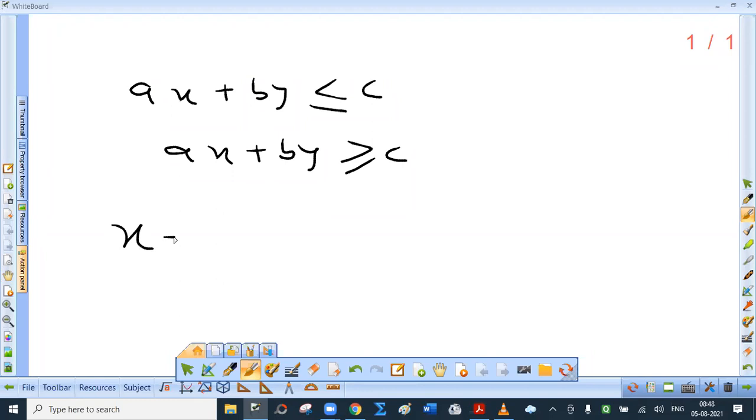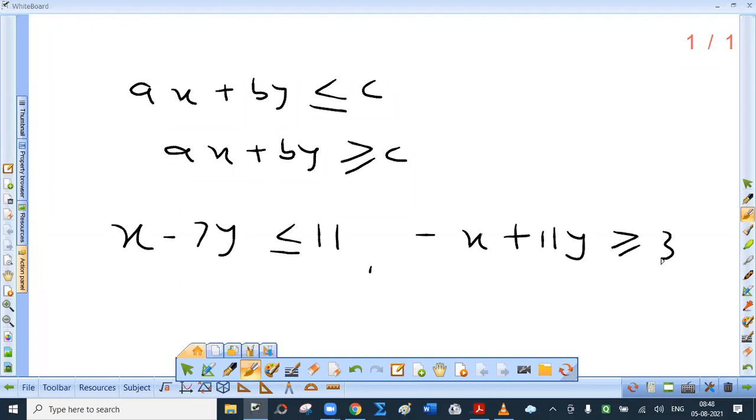For example, x minus 7y less than or equal to 11, minus x plus 11y greater than or equal to 3. These are examples of linear inequations in two variables.